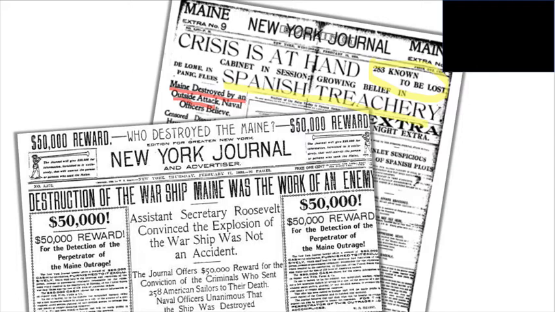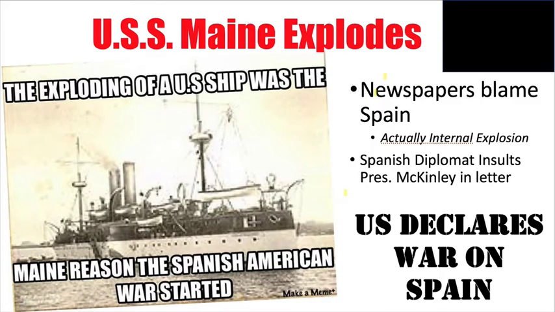And these kinds of headlines get people just furious at Spain and feeling like we have to hit back. And the explosion of the U.S.S. Maine was really one of the biggest drivers of the war. So between the yellow journalism and the explosion of the Maine, those two things come together and the U.S. declares war on Spain. Now, it's important to remember the Spanish did not blow up the Maine. The Spanish were in no way responsible.